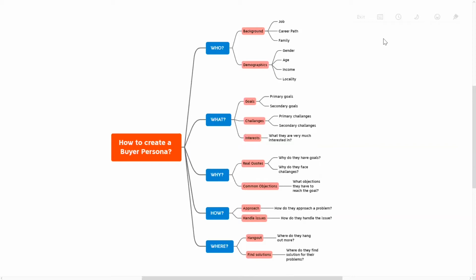And the last one is where. In this, you will get an idea about where your people hang out more, like in WhatsApp or Facebook, Instagram or Google or anything of that sort. And you will also get to know where they find solutions for their problems. Do they use Google or anything related, or your competitor stuff, to solve their issues and get things like that. So this is how you can frame the questionnaire to collect the data from your audiences.